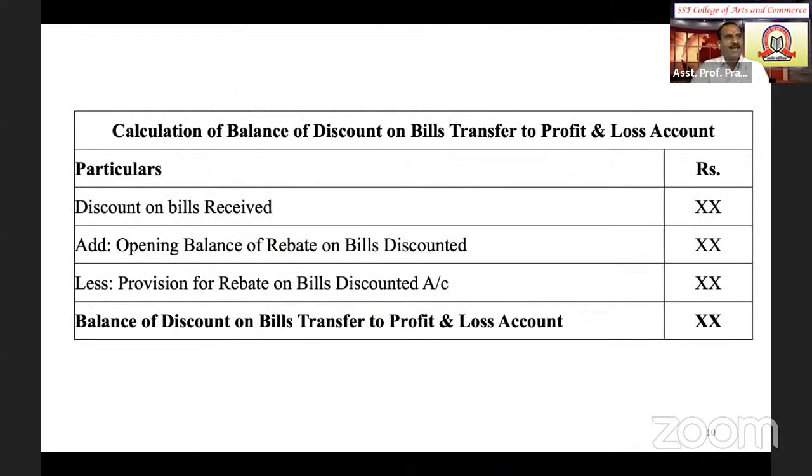Now, how to calculate the balance of discount on bills transferred to profit and loss account? Take discount on bills received, which is already given in the question. Then add the opening balance of rebate on bill discounted. This amount is already given in the question. And less provision for rebate on bill discounted, which means you have to deduct the provision amount that you already calculated. Then finally you will get the balance of discount on bills transferred to profit and loss account. So sometimes the university question will ask you about rebate on bill discounted.